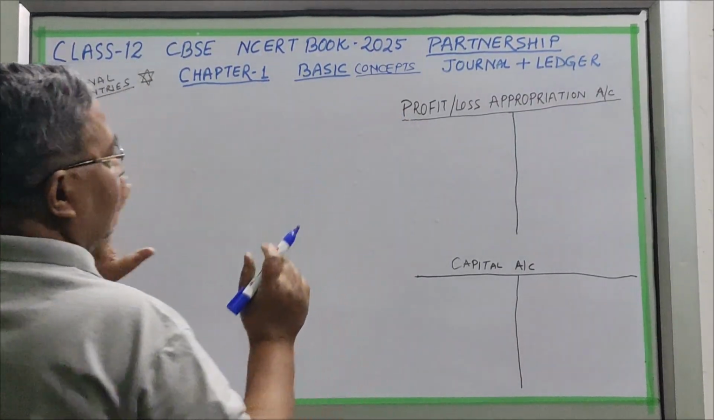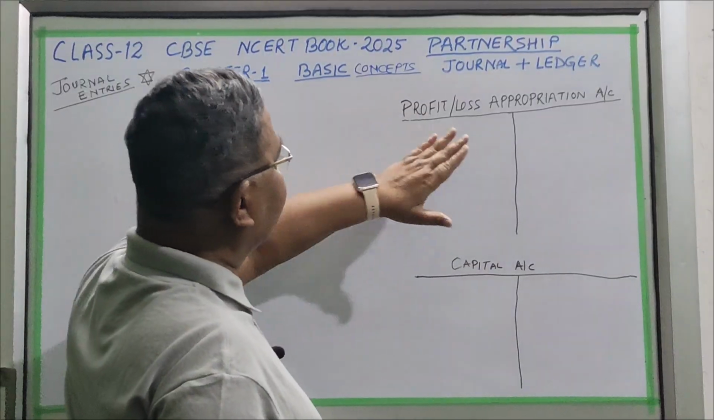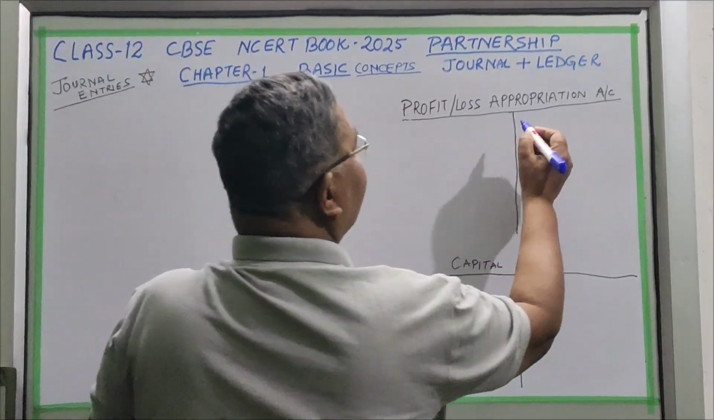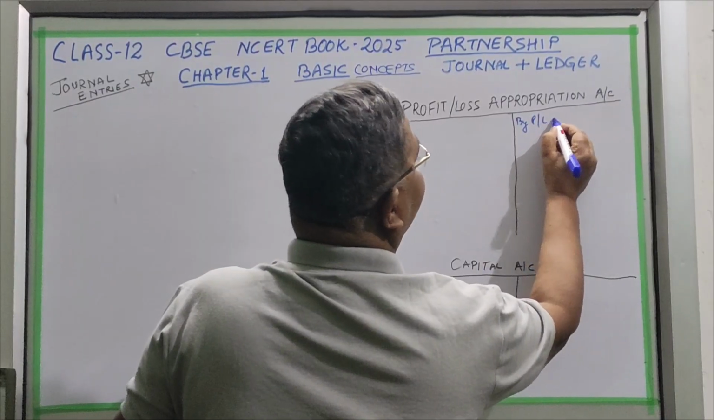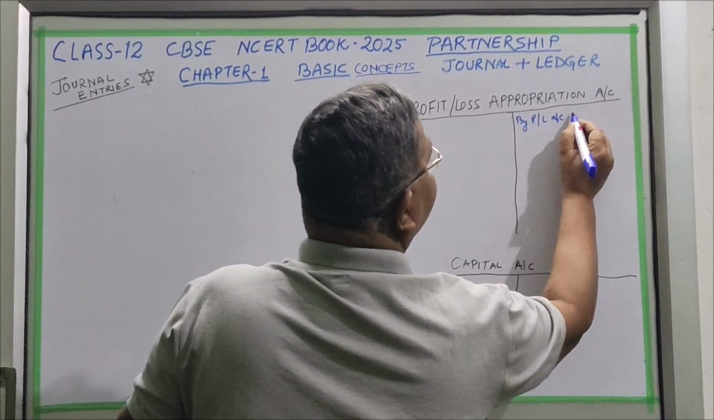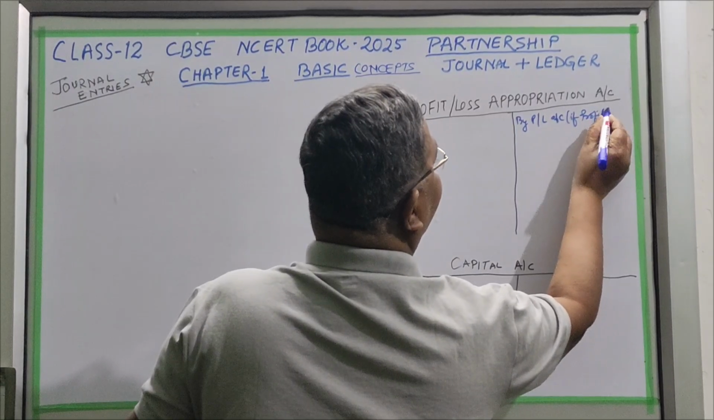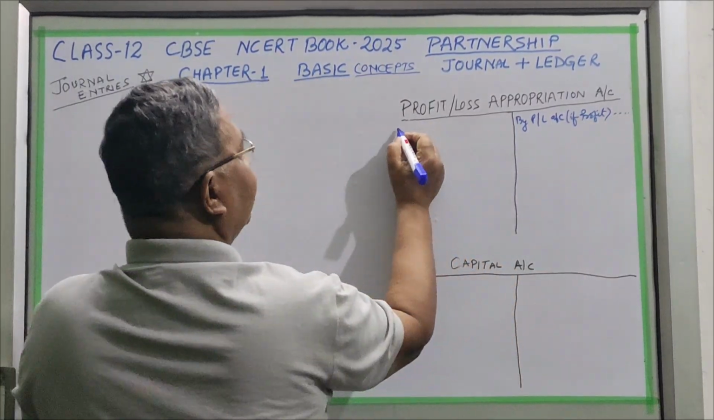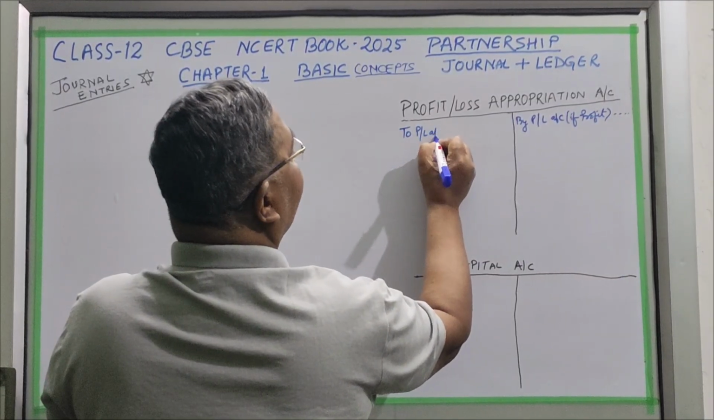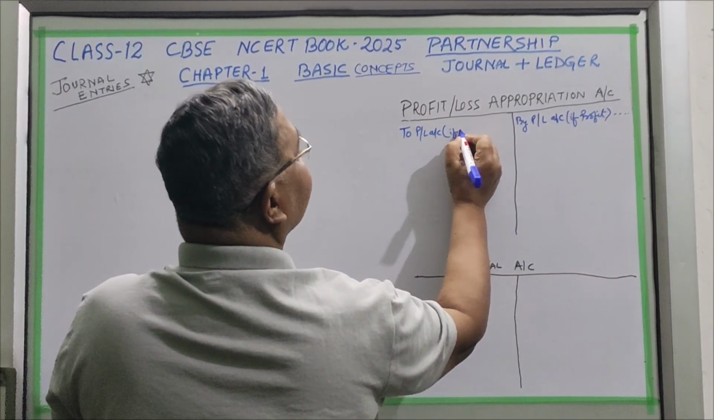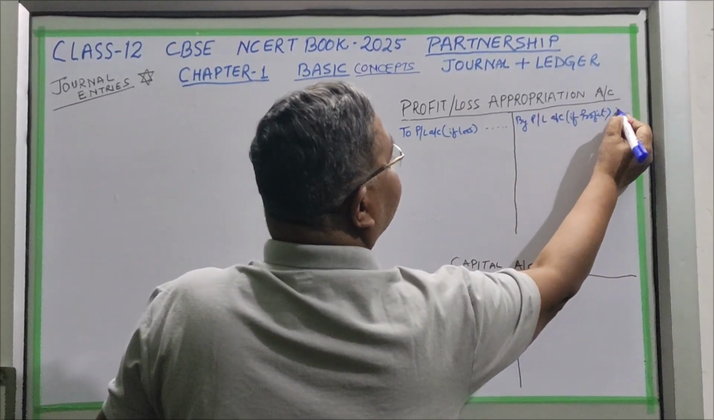First, whatever the profit is earned by the firm, it is transferred to profit and loss account. Means it comes here by PL account, if profit, it comes here. And if it is a loss, then it comes here to PL account, if loss. Okay, maximum it will be there.